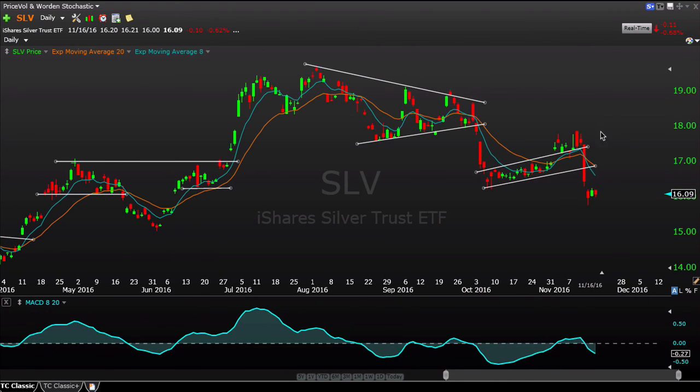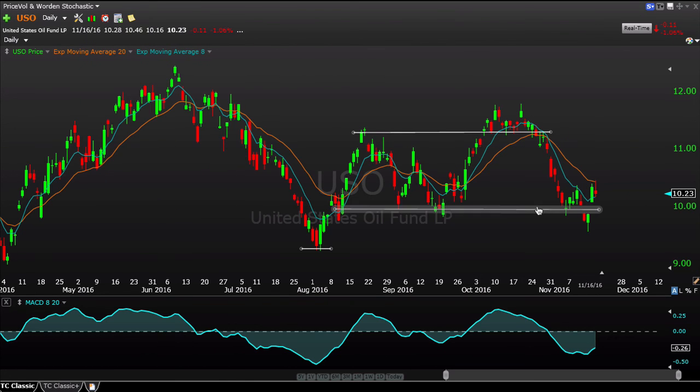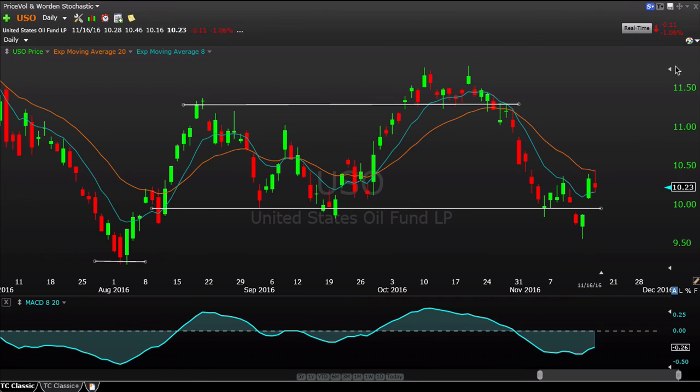Silver, similar thing, right? Last week, huge unwind, and then we're seeing a little bit of a bounce and some life showing here at last week's lows. So those are the metals there. If we go to USO, we talked about this one. We put this one in a post over the past couple of days.